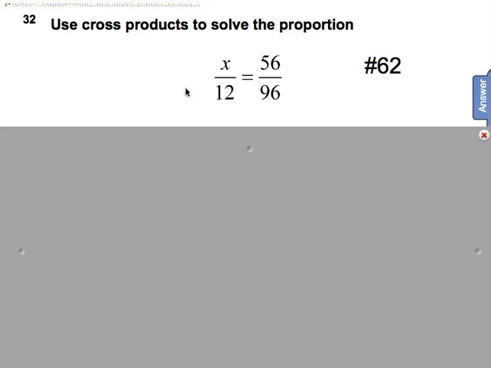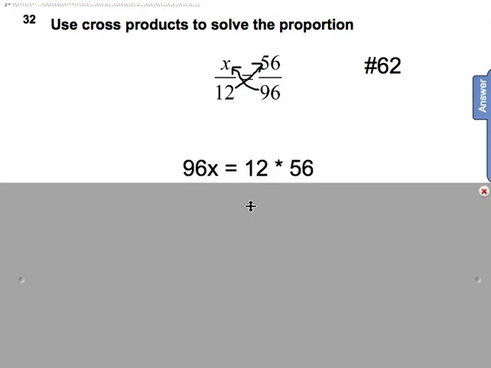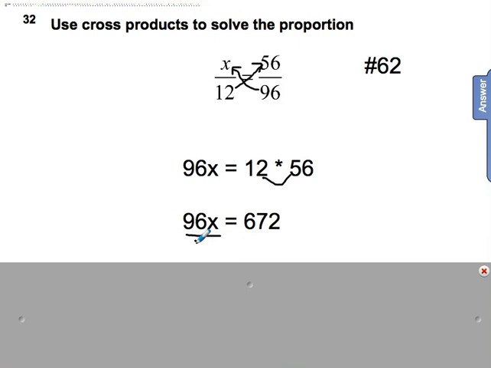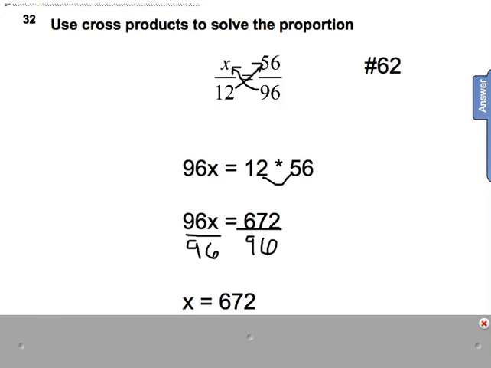For the next one, we have x over 12 equals 56 over 96. So again, I'm going to start on the side that I would multiply by the variable, so I get my variable on the left, and I get 96x equals 12 times 56, which is the same as 96x equals 672. I just multiplied these two to get that. And then if I divide both sides by 96, I get, nope, that's not right. I get x equals 7.